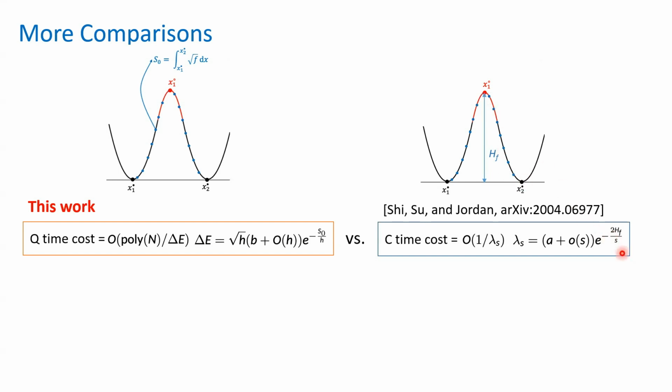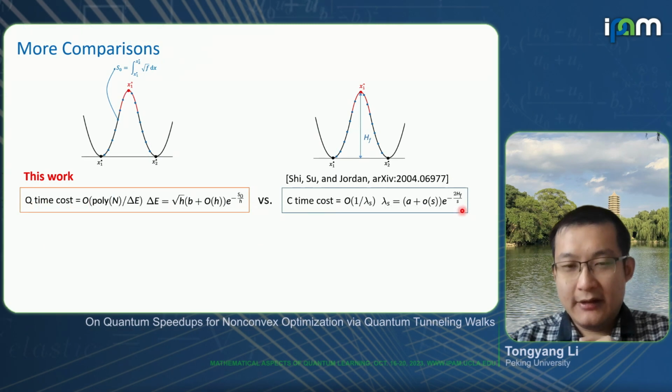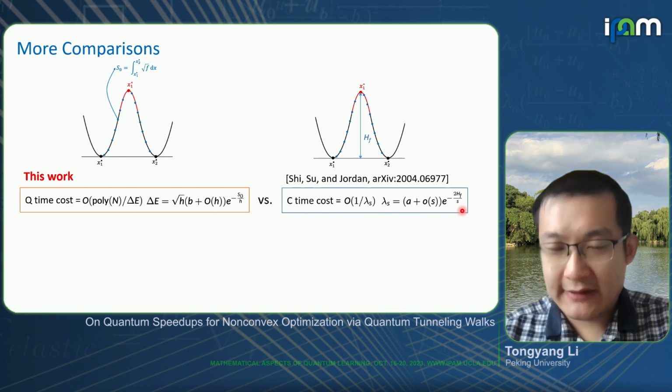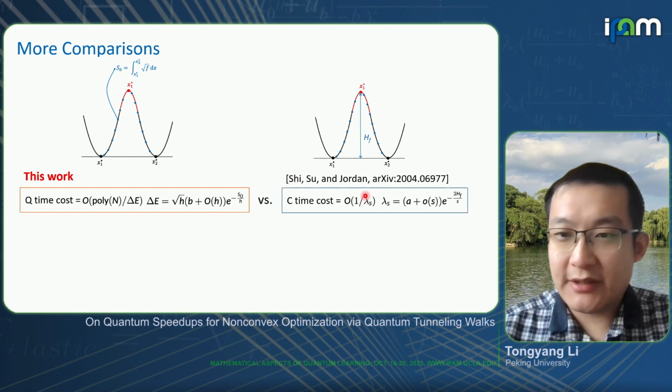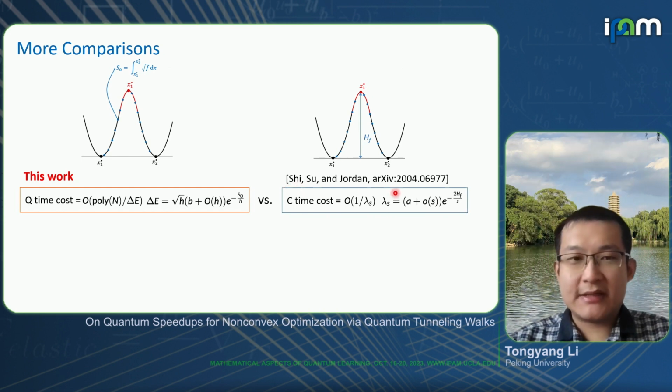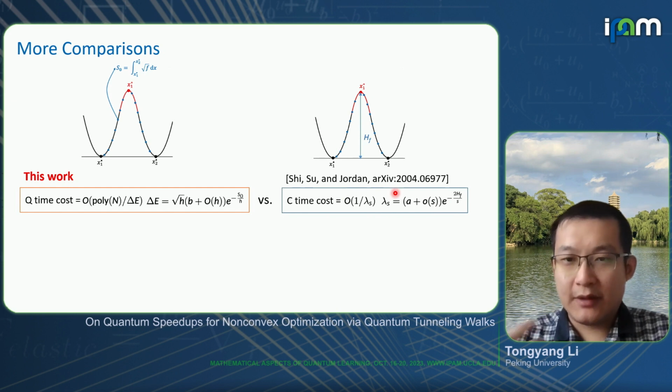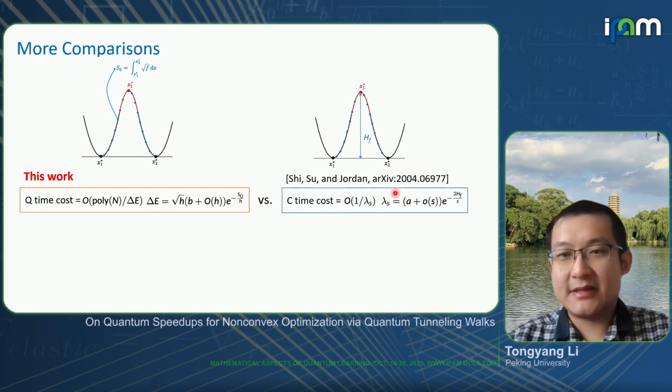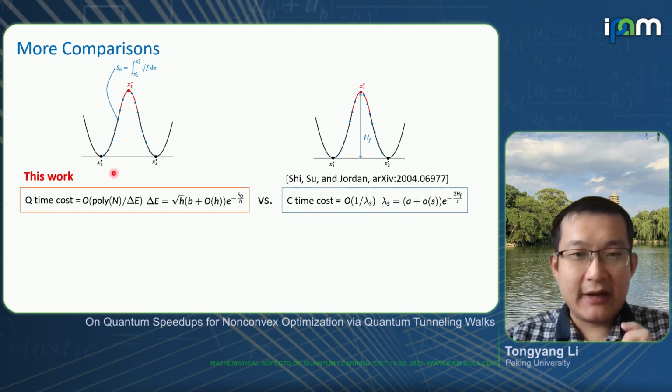There is a classical study about Langevin dynamics and its behavior in terms of solving non-convex optimization problems in Shi, Su and Jordan's work. Our work is quite motivated by this work. They have an analysis of the spectral gap of this kind of non-convex function. In some sense, we quantize their work, but we have a good understanding of the behavior of the quantum dynamics here.